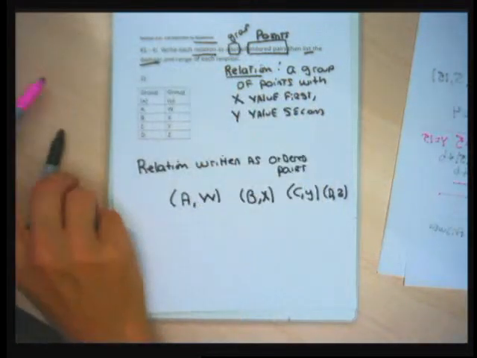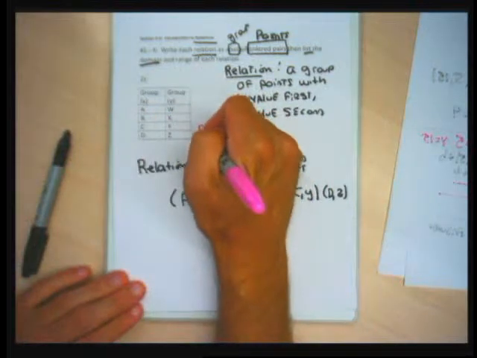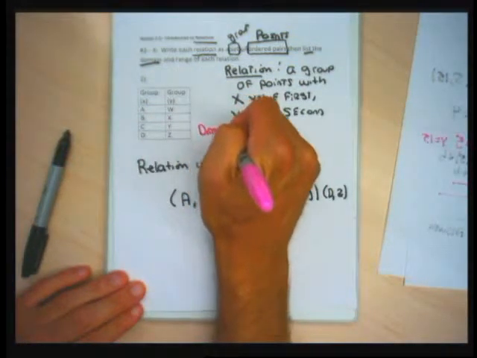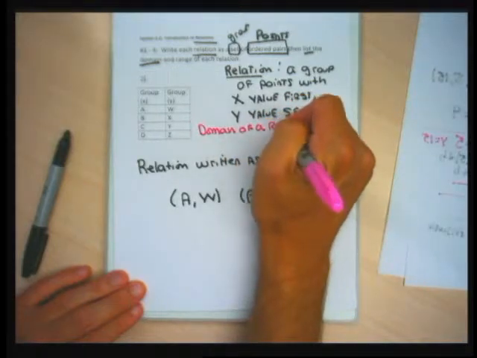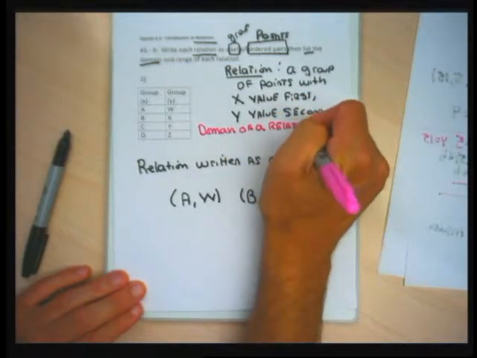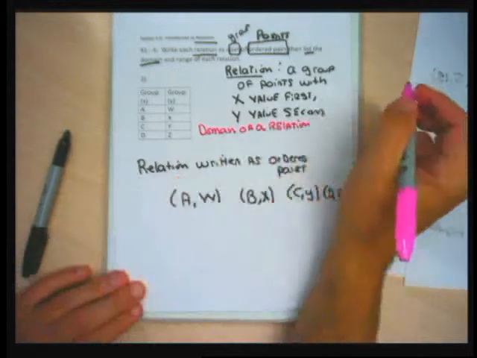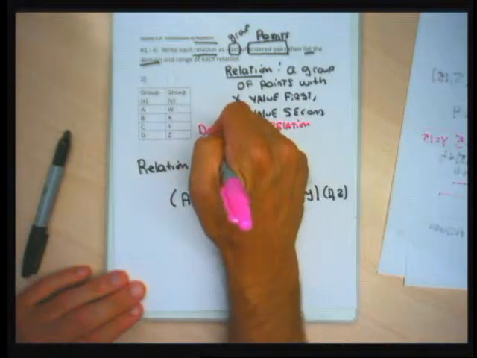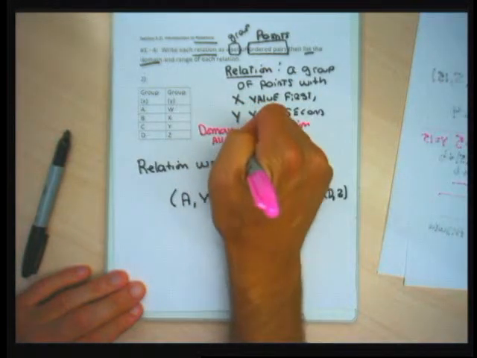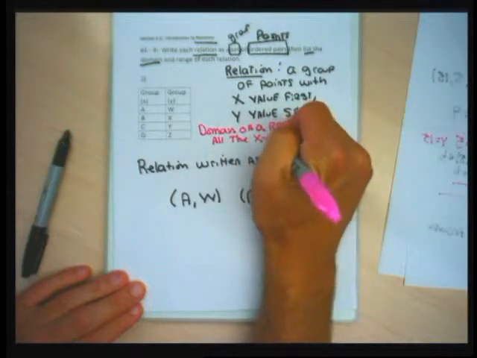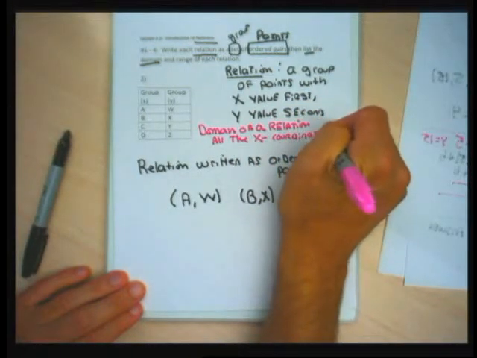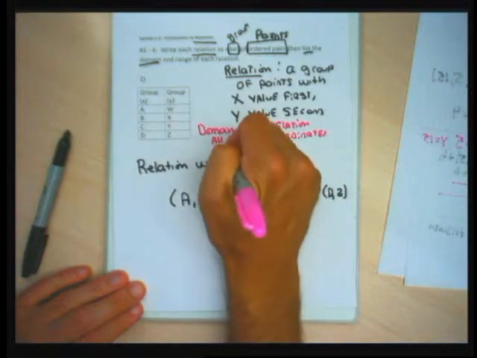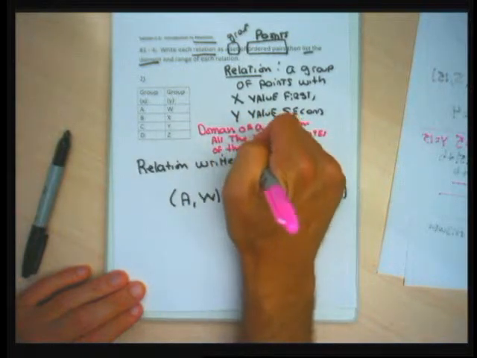And in a relation, the domain of a relation, I need to know what it is before I can write down what to list it. Domain of a relation is all the x coordinates of the points in the relation.